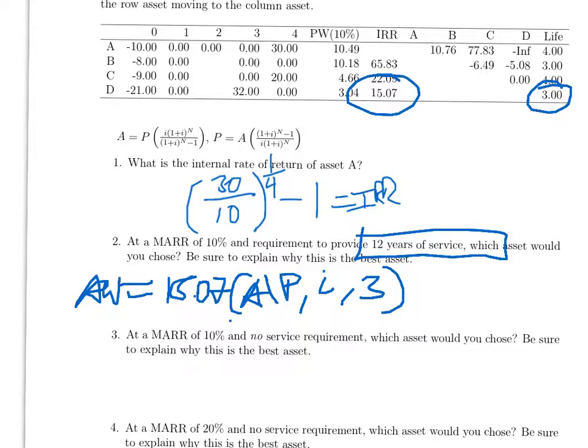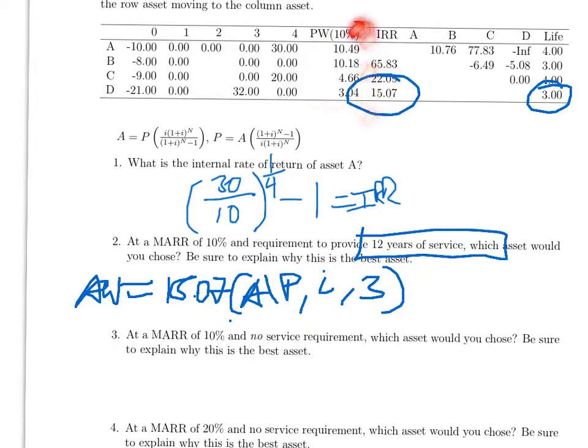Question number 3 is intended to be the easiest one. It says minimum acceptable rate of return 10%, so you know that your present worth calculations work, and there's no service requirement. Which asset would you choose? And this is quite simply just the present worth criteria.